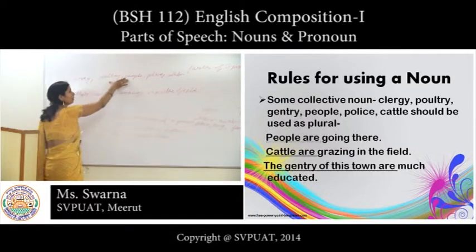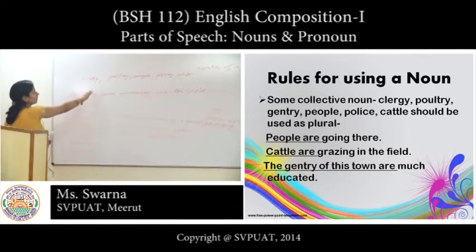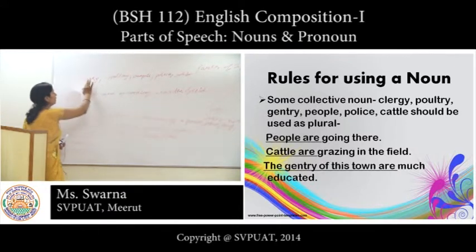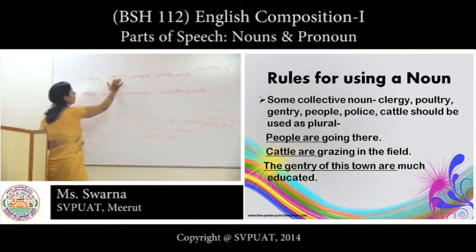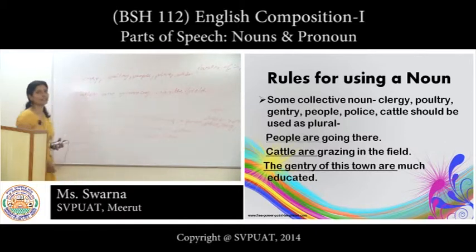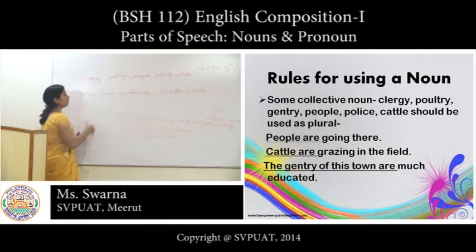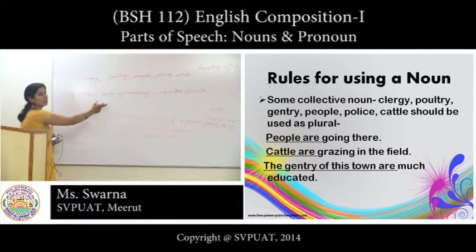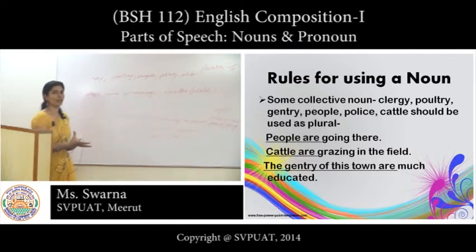These are some collective nouns which are singular in form but used as plural, like clergy, a group of priests, poultry, people, police, cattle. In this sentence, we use the word cattle. So, cattle is singular in form but used as plural because we have used "are" with cattle. So, this word is used as plural, but we can't use s or es with it, because these are collective nouns which are singular in form.